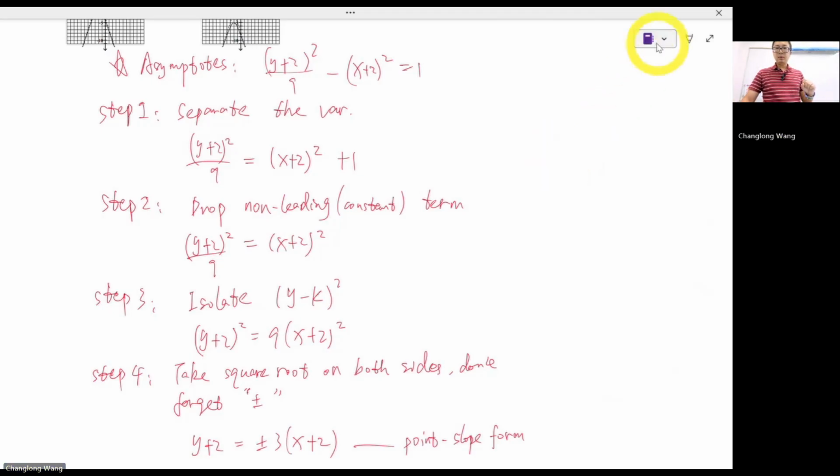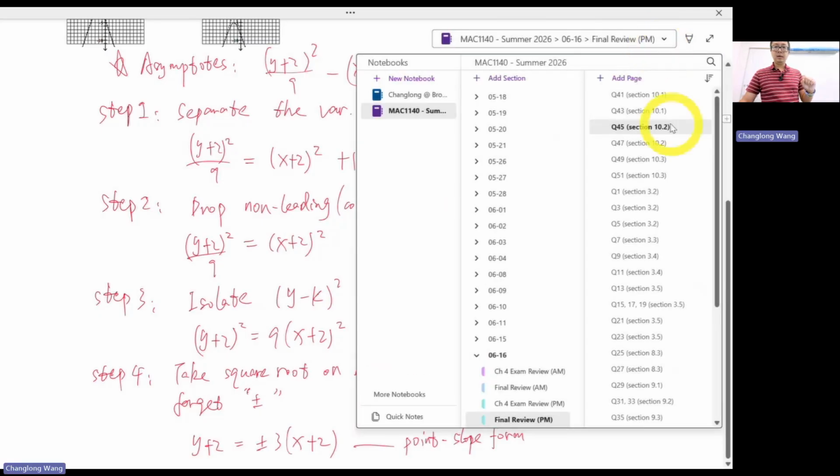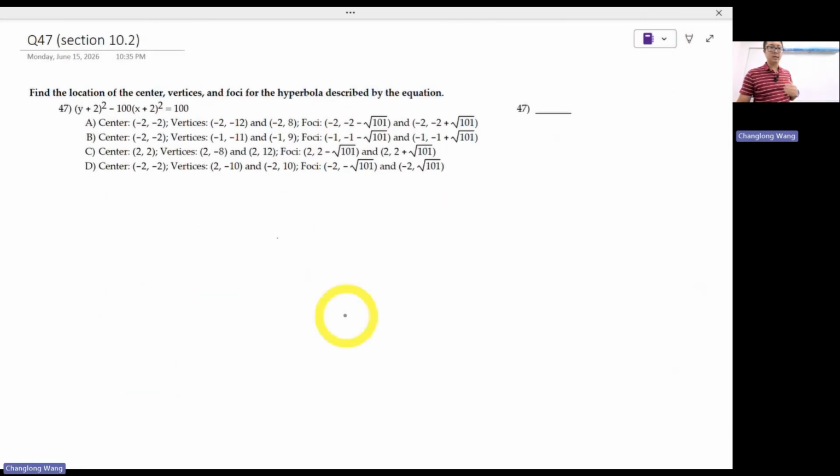Now, this is the hyperbola, right? And obviously, you see that a question like that is asking for everything. But if you do that, sketching and whatever, right? So you should be able to.